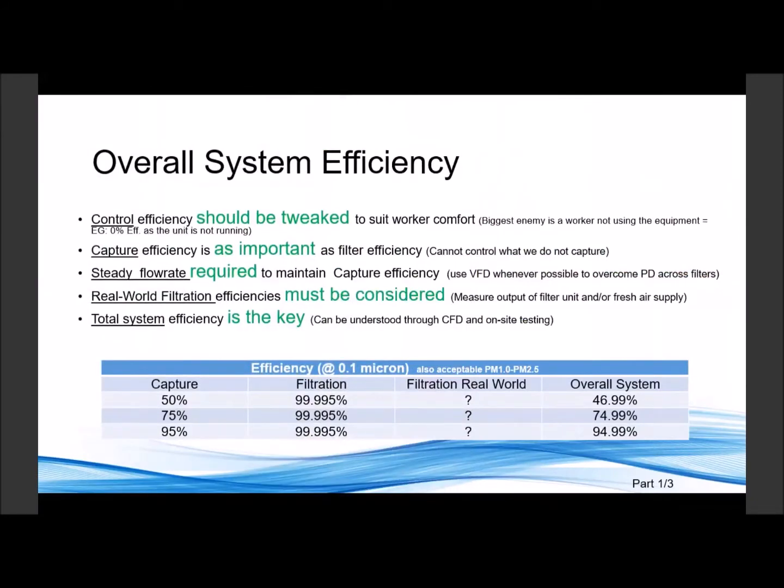I'm going to skip this quickly, but I want to bring everybody's attention to the fact that when we're dealing with efficiency, there's a tendency to think about the efficiency level of the filter. That is important, but it's just as important to make sure we're talking about capture efficiency and overall system efficiency.